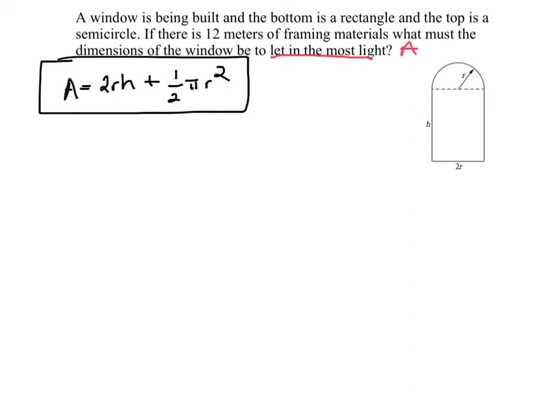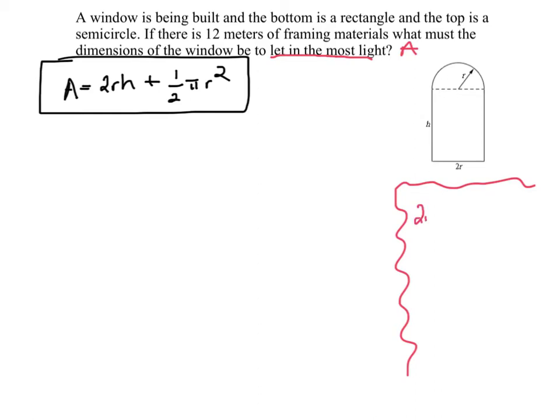Now, two variables, like everything else, we need to use a constraint equation. I'm going to put that right over here under the picture. Our constraint equation has to do with the 12 meters of material we have. So the constraint in this case, if we think about perimeter, we've got h plus 2r plus h, so we've got two h's and a 2r. Let's start with that.